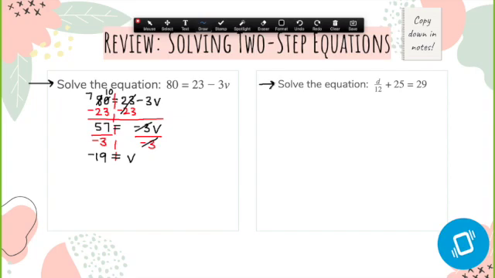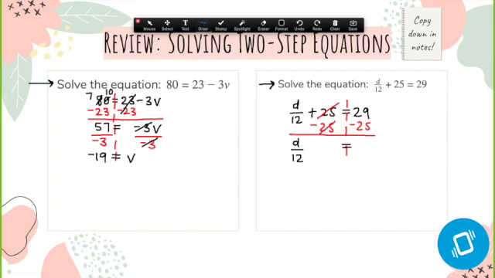Let's try out the next problem over here. It says to solve the equation d divided by 12 plus 25 equals 29. Again, I'm going to look for any addition or subtraction that I could do first. I see here that we have d divided by 12 and it's adding 25. Again, I'm going to subtract 25 on both sides. Whatever I do to one side, I have to do to the other. When I do this, the 25s cancel out. I drop down the d divided by 12.